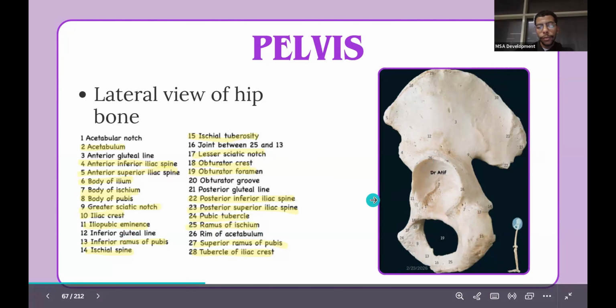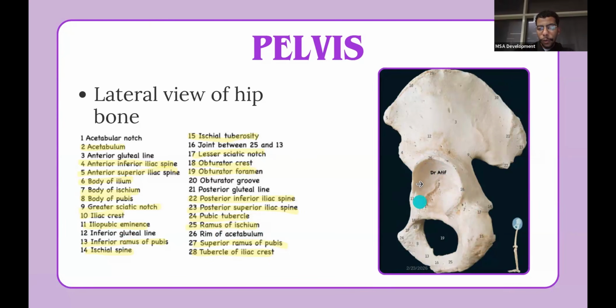Okay, now I'm going to leave them to you guys. However, I'll just mention the most important ones. Acetabulum, of course, the circle here. Then we have the anterior superior iliac spine, then the anterior inferior iliac spine. And then at the back, we have the posterior superior iliac spine, and at the bottom, the posterior inferior iliac spine. Then we have the greater sciatic notch, which is right here, as you can see.